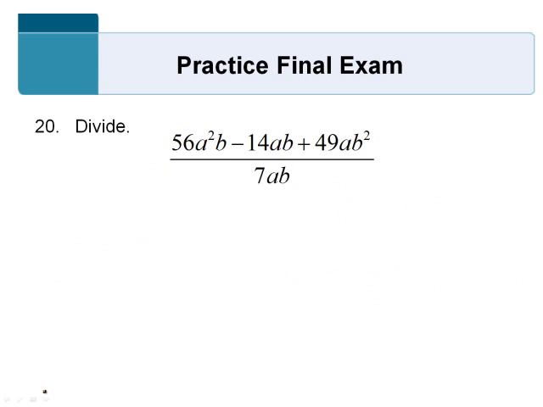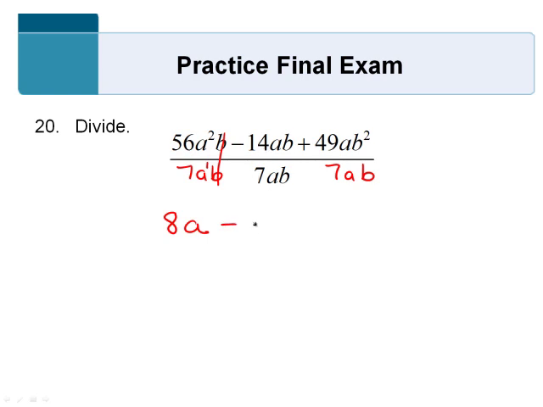Okay, number 20, we're going to divide. So this is where you take the term that's on the bottom and you're going to divide it into every term on the top. So remember your exponent rules. When you divide, you're going to subtract those exponents, but you actually divide the coefficients, the big numbers out front. So 56 divided by 7 is 8. If we subtract the a's, you're just going to get a, but the b's cancel out. They're gone.